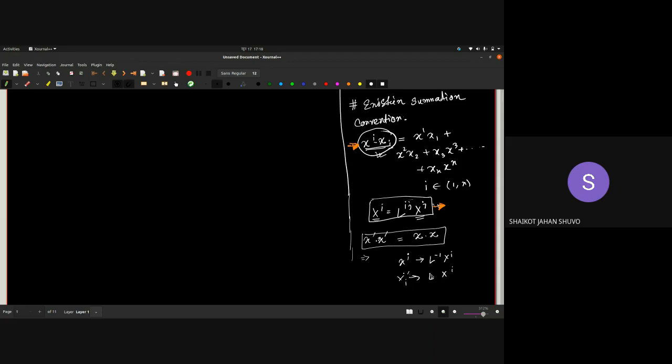x downstairs i prime is equal to L x i, or it should be downstairs, then the x superscript i will transform as L inverse x superscript i. Okay, so when you multiply them you can see that this equality is satisfied, and it has something to do with how covariant and contravariant vectors, or so to say tensors, transform. Is that okay?